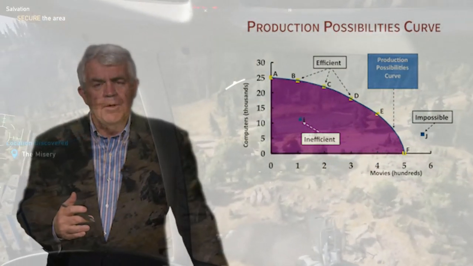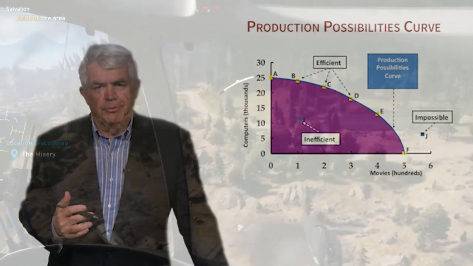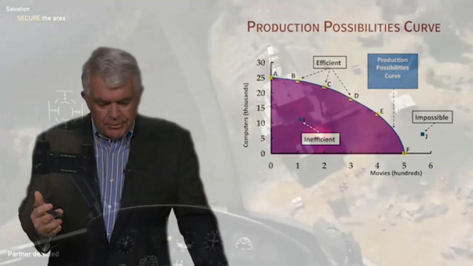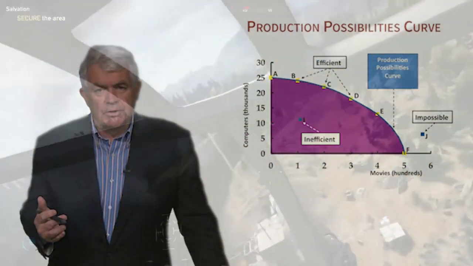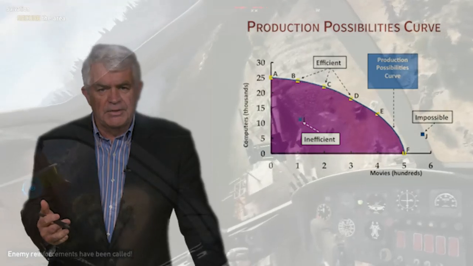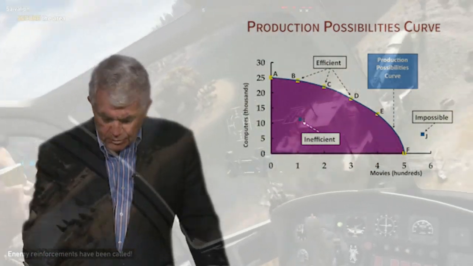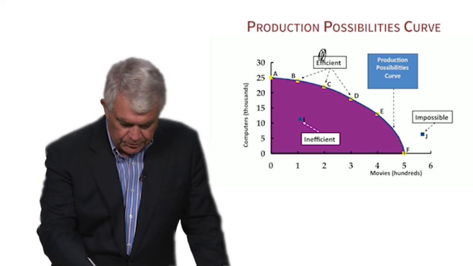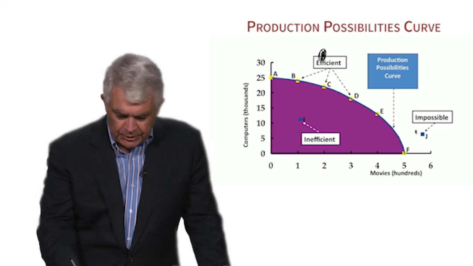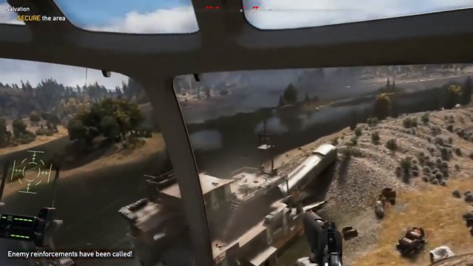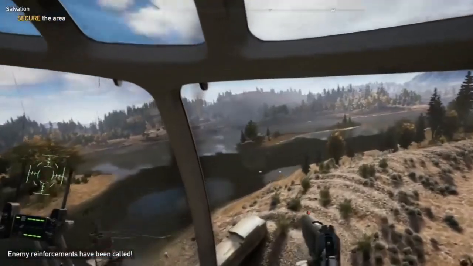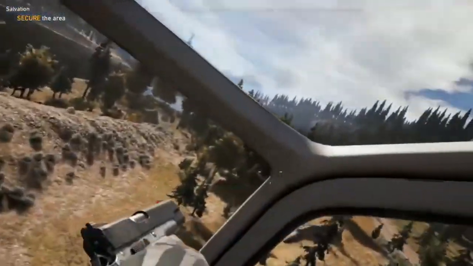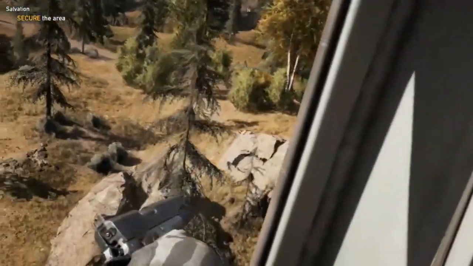First of all, you can't produce, say, for example, 30,000 computers and 200 movies. That's not a possibility. In fact, that's off the graph. That would be up here somewhere. Up there somewhere. You can't produce that, or you can't produce over here either. It's over 500 movies and 5,000 computers. Those points are not possible. They're impossible. They're off the production possibilities curve, and so that's not in the cards.